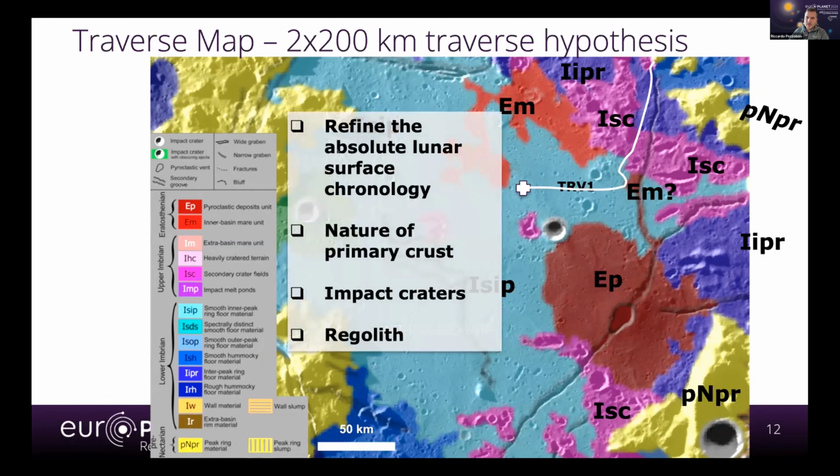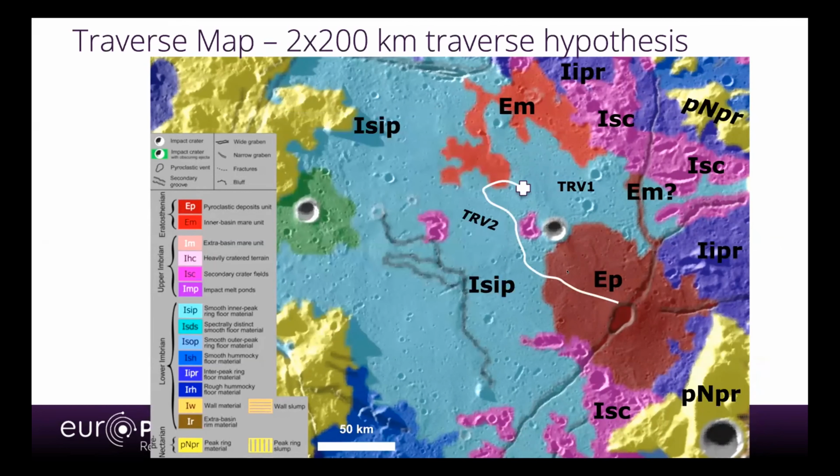We can refine the absolute lunar surface chronology because we can collect samples and then bring samples back, analyze them, analyze the isotopes, and check what they are. What's their absolute age in terms of isotopic composition. We can check the nature of primary crust as well. We can have a look at the Pickering Basin, which is very old and coming from below. We can have a look at impact craters, and we can also sample the regolith, which is very important. And on top of it, you may also have some material from the recent EP unit, which are not far away, that could have been redeposited via impact or as distal ejecta.